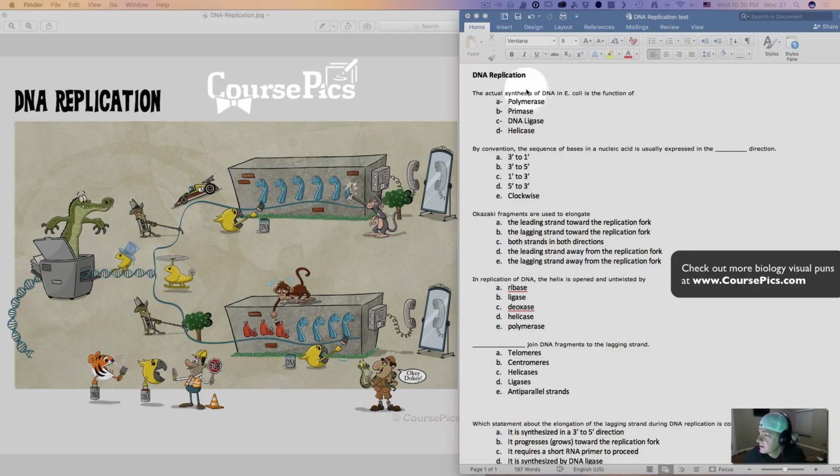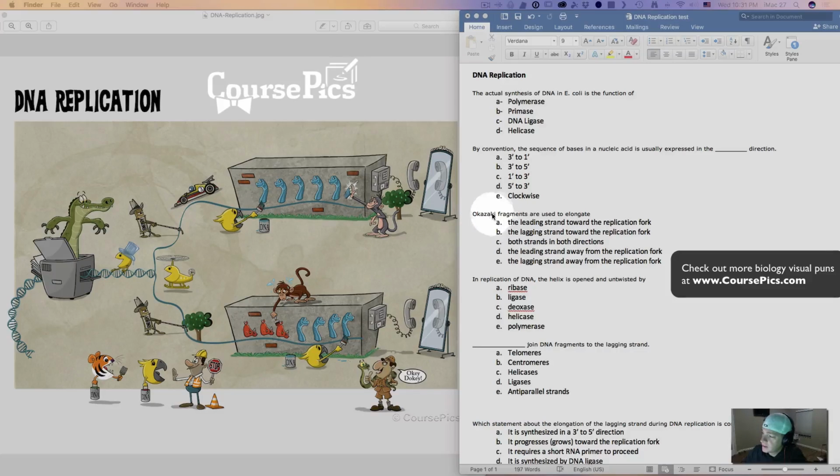The actual synthesis of DNA in E. coli is a function of, and so we go back up here to our DNA synthesizer, or the DNA painter. Poly wants a cracker, so that'd be polymerase A. By convention, the sequence of bases in a nucleic acid is usually expressed in what direction? So again, you go back to our newly synthesized strand here, and it starts out with a high 5 from our primase and goes in the 3' direction. So we'll say 5' to 3'. So that's always, whether it's lagging or leading strand, it's always 5' to 3'.